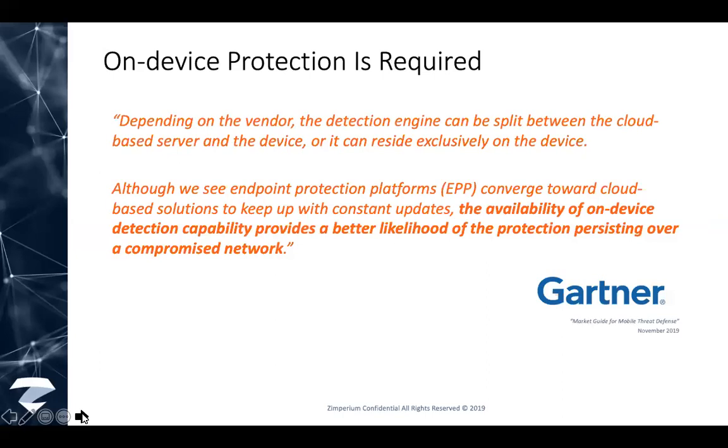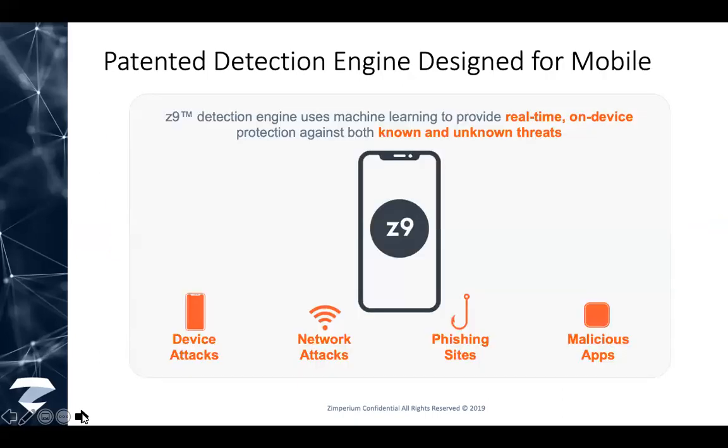Because of the fact that the bad guys own the network so often, Gartner has really started to talk about the fact that the on-device protection is huge. We've actually always known that. We have one core detection engine called Z9. Z9 is trained up in the lab to detect both known and unknown attacks across the 4 vectors. But then it actually does all of its machine learning based detection on device. So we've known that you have to do all of your detection on device, because if you don't, when the bad guy owns the network, your protection vanishes. So that is a huge advantage and huge capability of Zimperium.